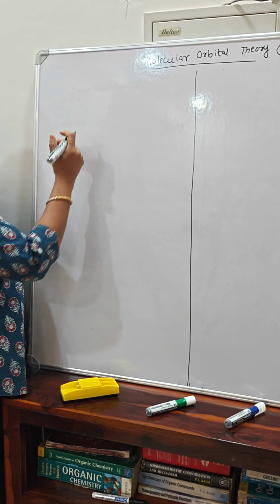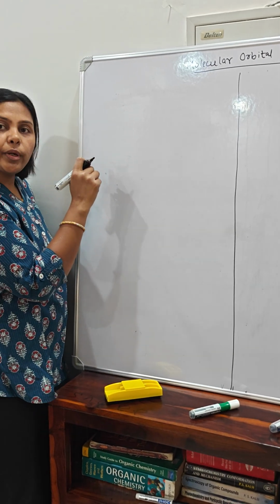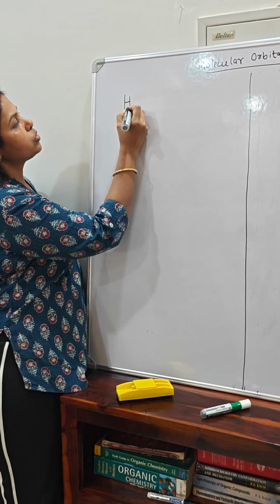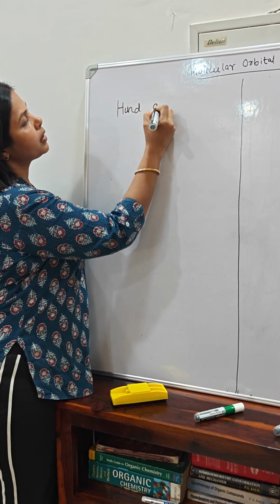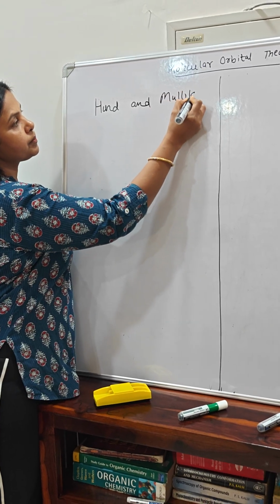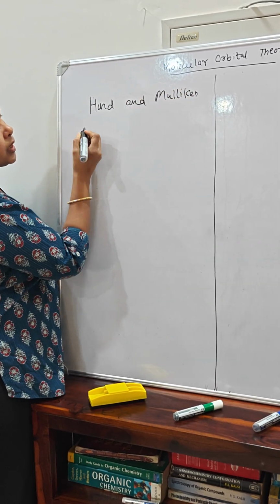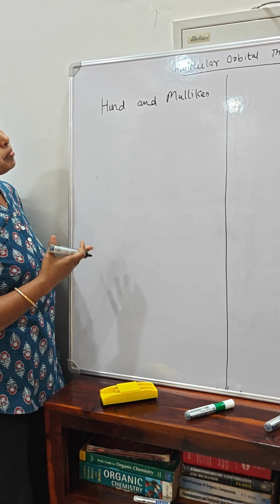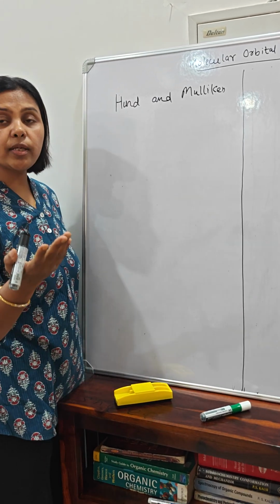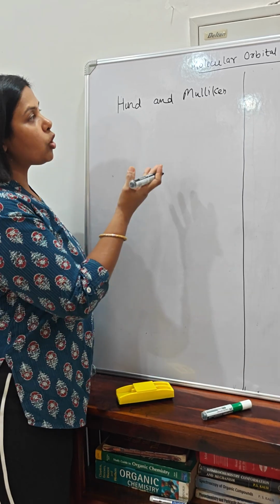Let's understand. This molecular orbital theory was developed by Hund and Mulligan. I'll explain this theory step by step, what they talked about.